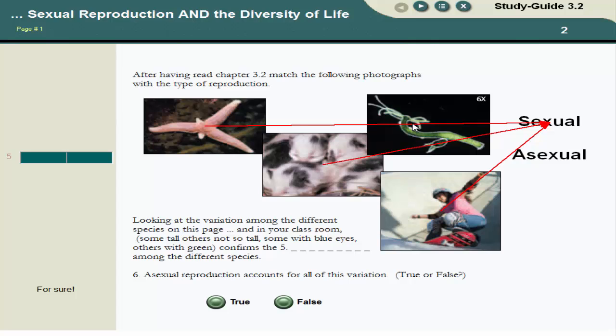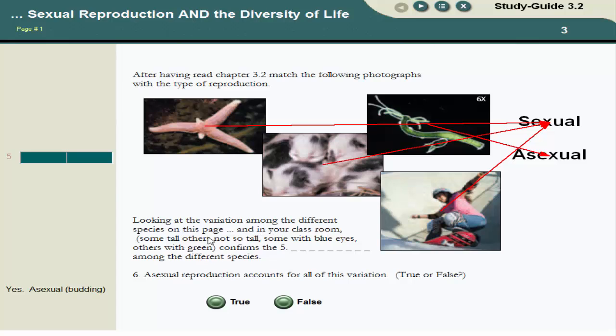The only one that might not be sexual here is this Hydra, because he's undergoing budding. You see these little branches that are building onto the stalk of the Hydra? That is asexual.